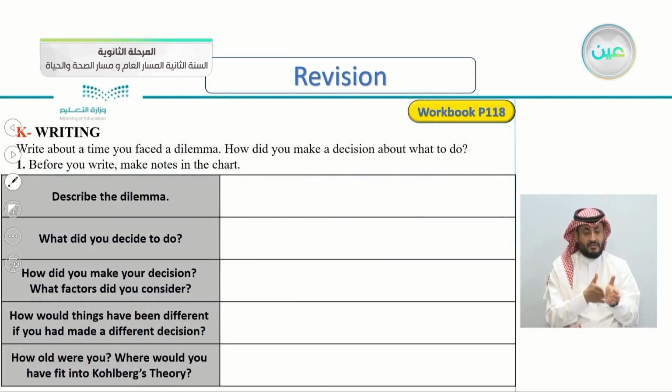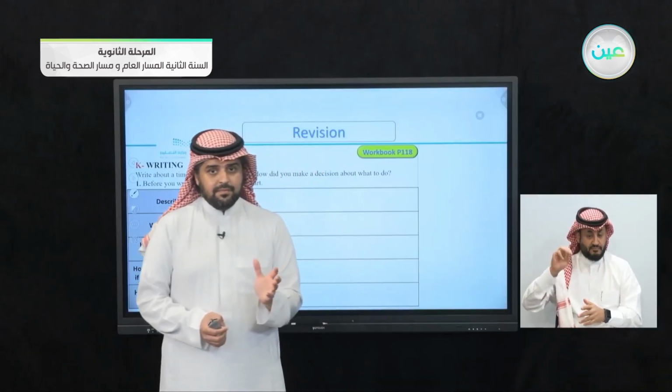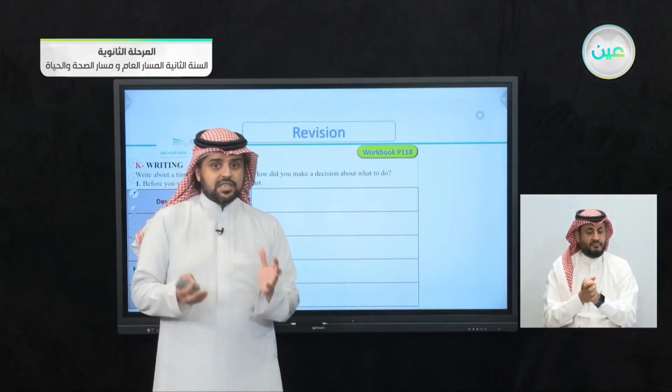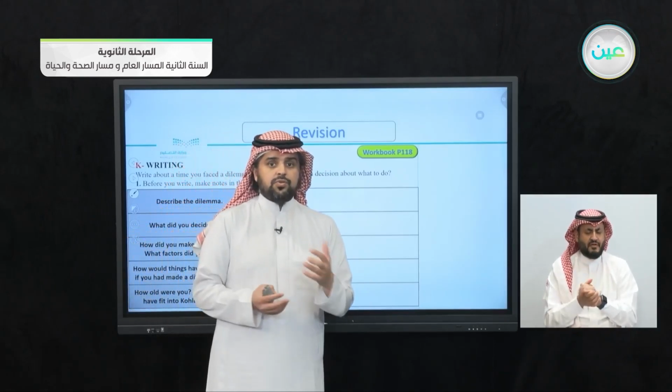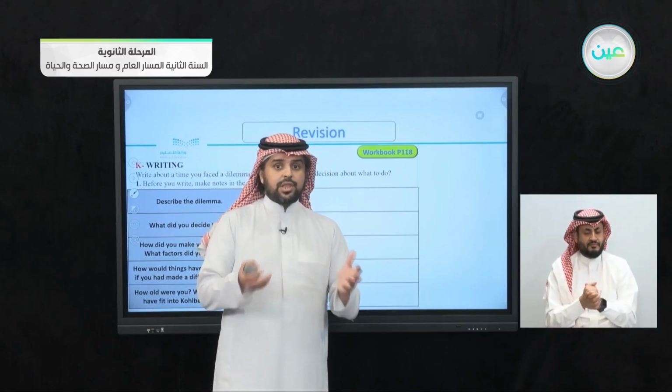Jumping to exercise K here, page 118. Move to page 118. Exercise K, writing. Write about a time you faced a dilemma. How did you make a decision about what to do? Do you remember the meaning of the word dilemma? Yes, it's being in a situation where you don't know what to do. What's the correct thing? What's the ethical, the moral thing to do?